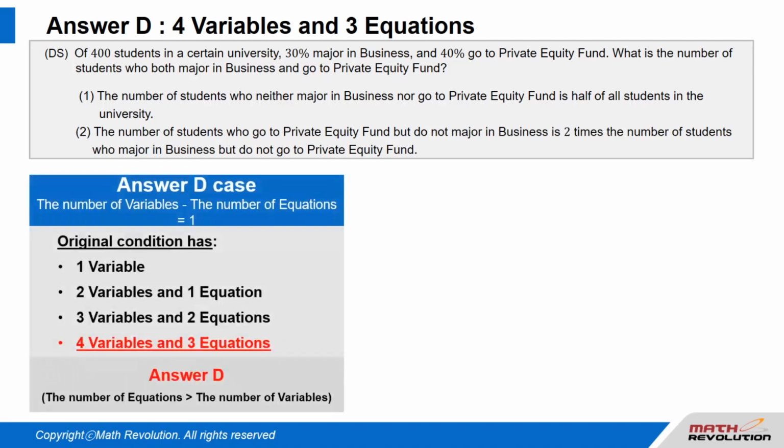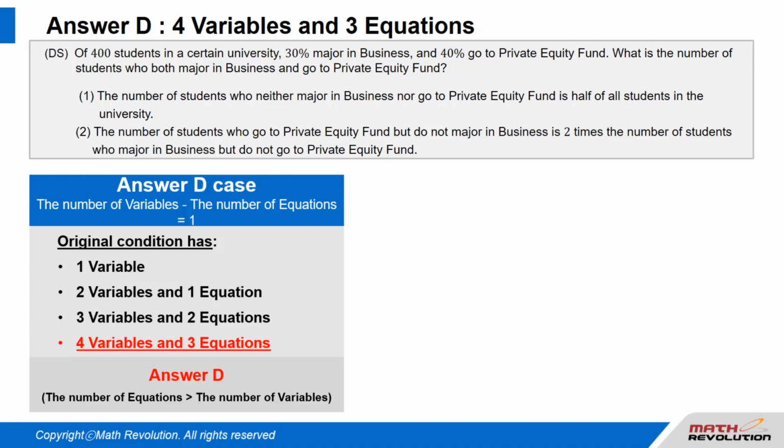Solution. Now we will solve this DS question using the variable approach. You are likely to get D as the answer when the difference between the number of variables and the number of equations from the original condition is just 1. The cases in this scenario include when there is 1 variable, or when there are 2 variables in 1 equation, or 3 variables and 2 equations, or 4 variables and 3 equations. The answer is likely to be D in each of the cases, as both conditions are likely to give 1 equation each, resulting in more equations than variables.